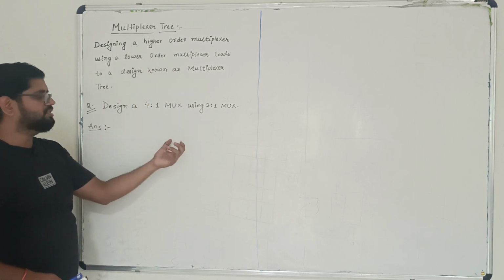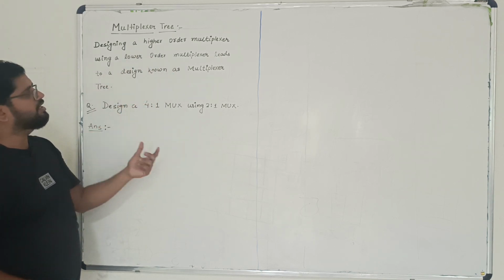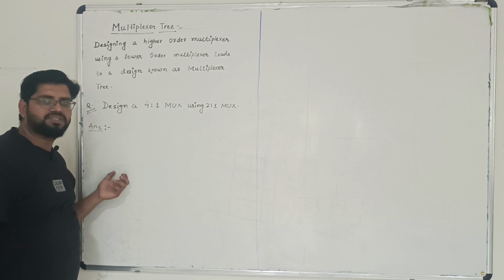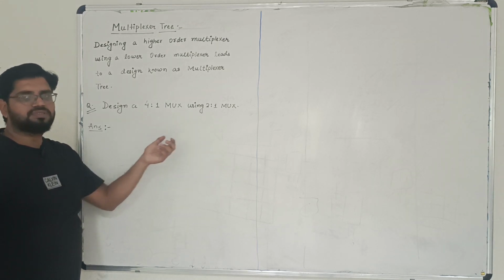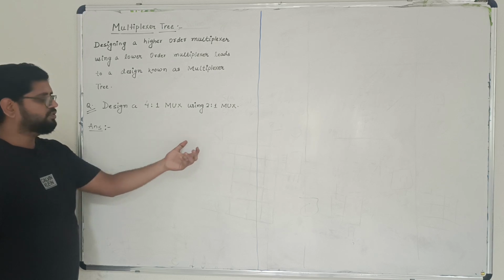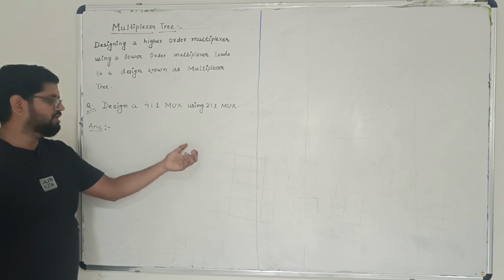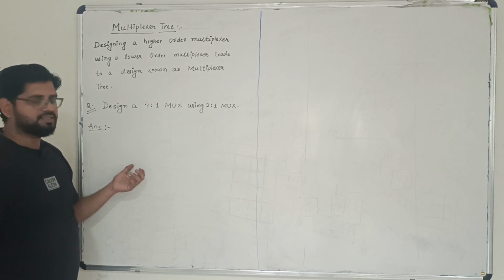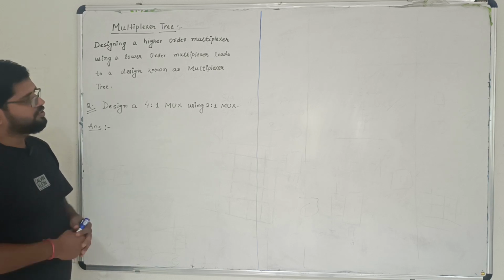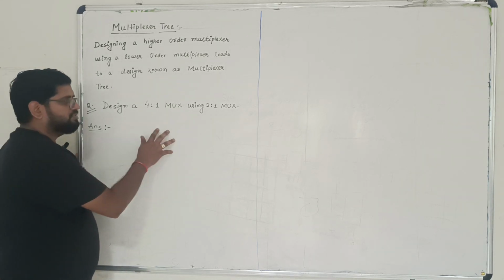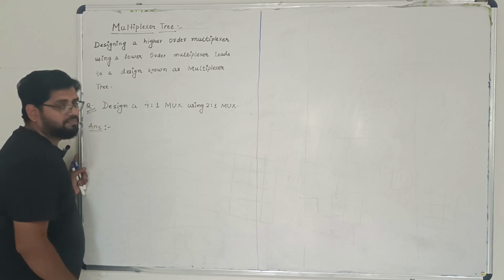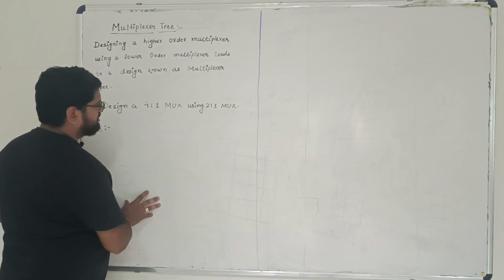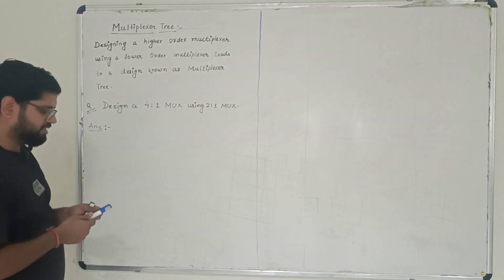16:1 will be treated as a higher order multiplexer if you are designing it with the help of 4:1. Let us suppose you are designing 4:1 with 2:1. Then 4:1 will be treated as a higher order multiplexer, while 2:1 will be treated as a lower order multiplexer. So whenever we design a higher order multiplexer with the help of lower level multiplexers, the overall design will be termed a multiplexer tree.